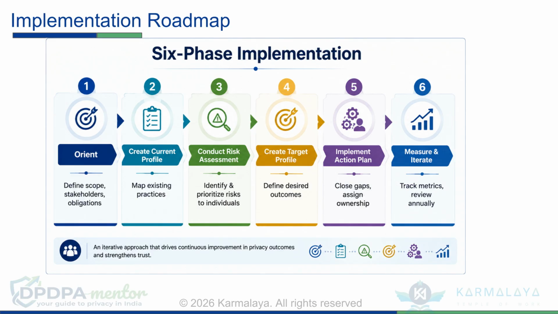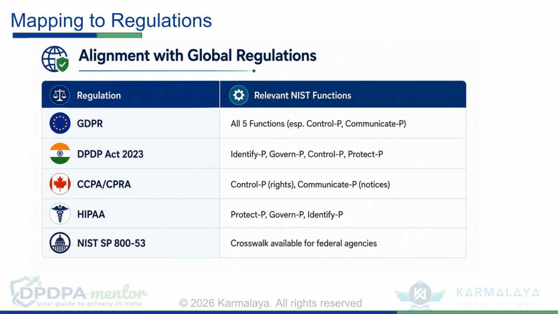Phase 6, measure and iterate. Establish metrics for privacy outcomes. Review profiles at least annually and update as your program matures. The framework is designed to work alongside regulations, not replace them.